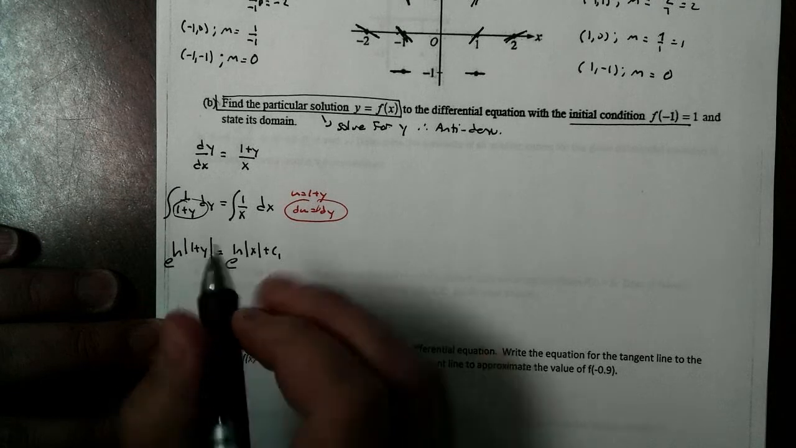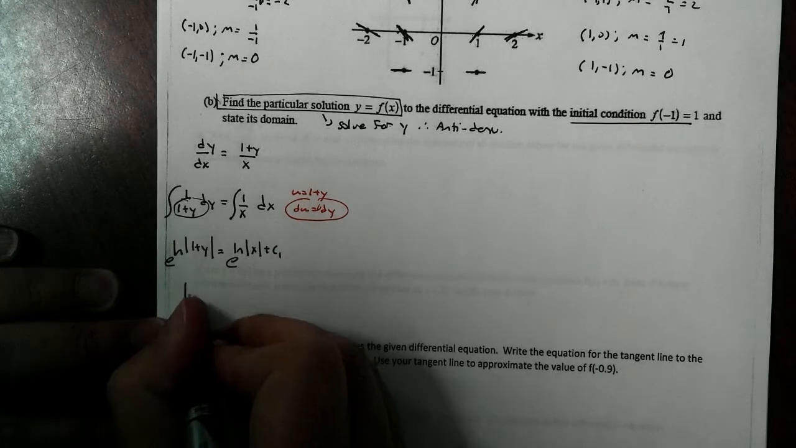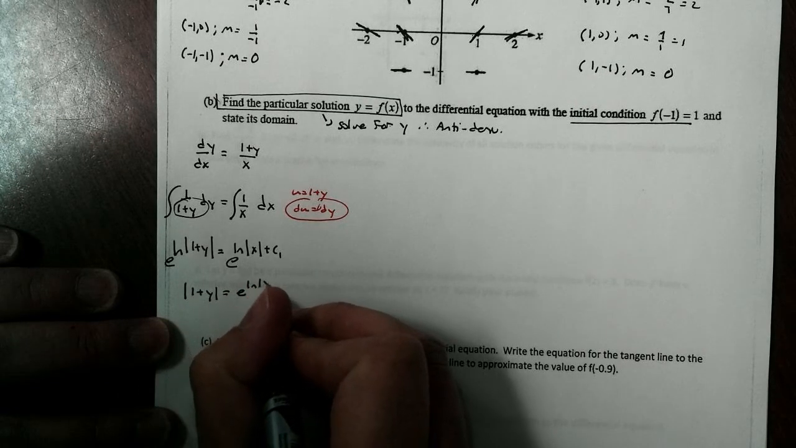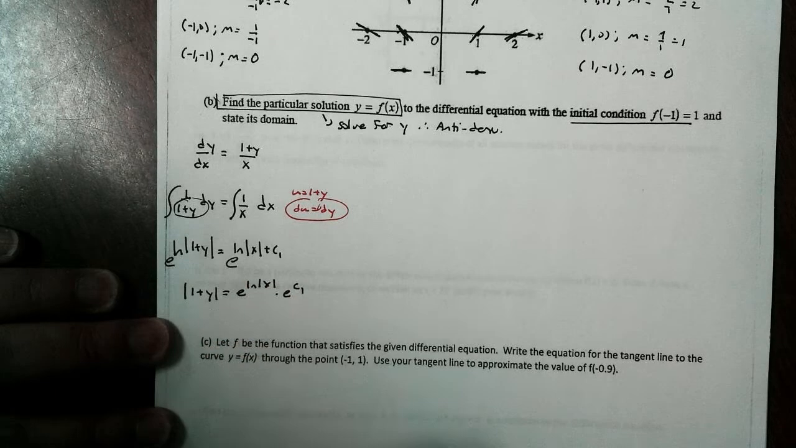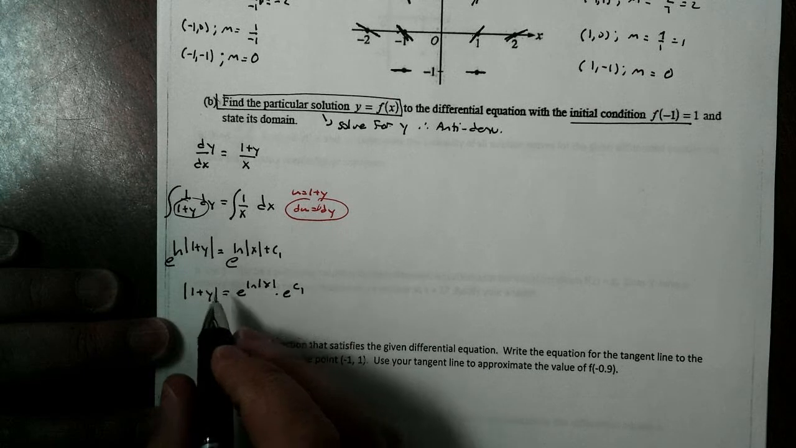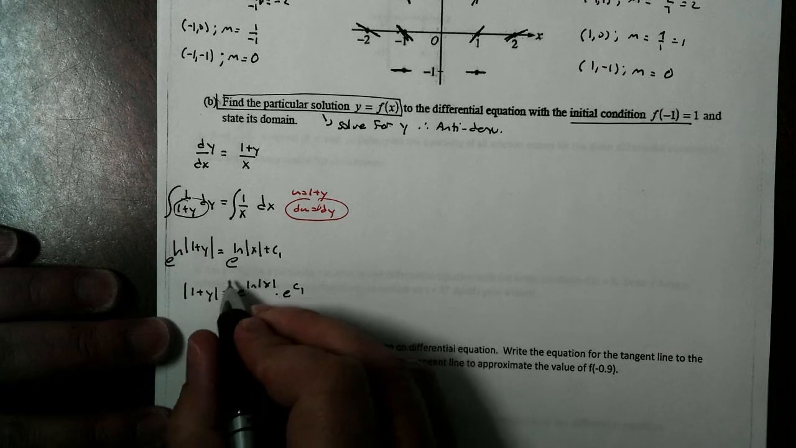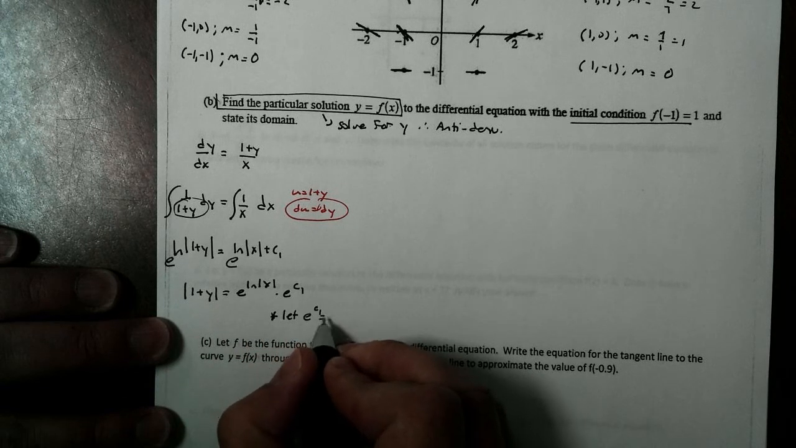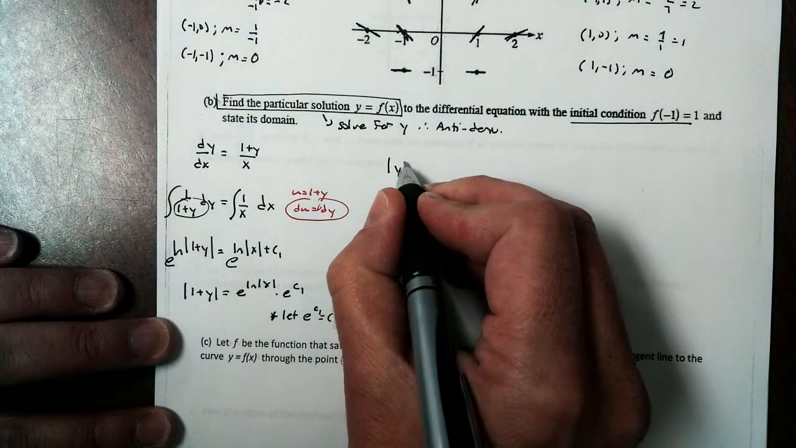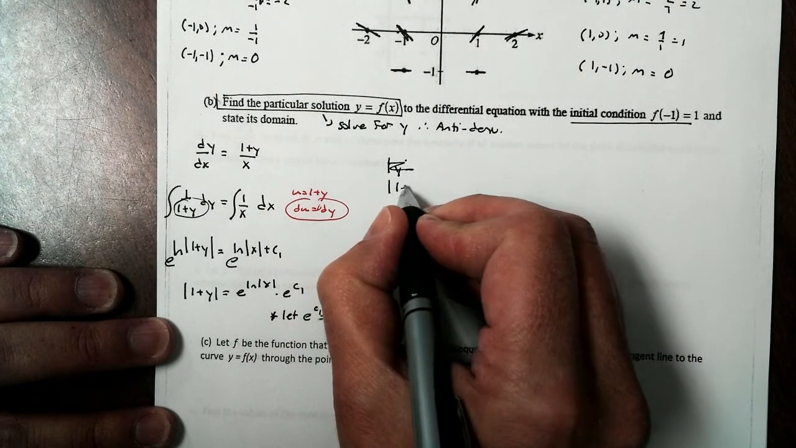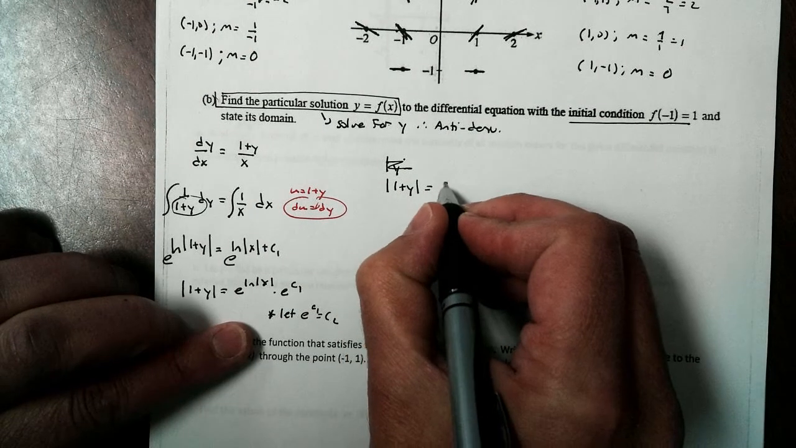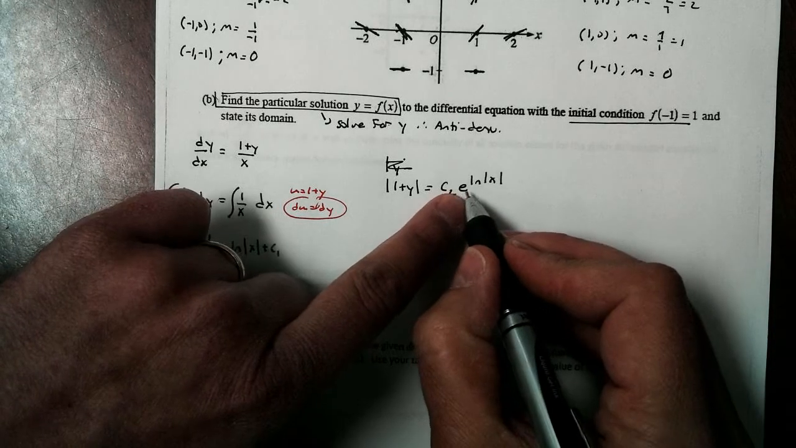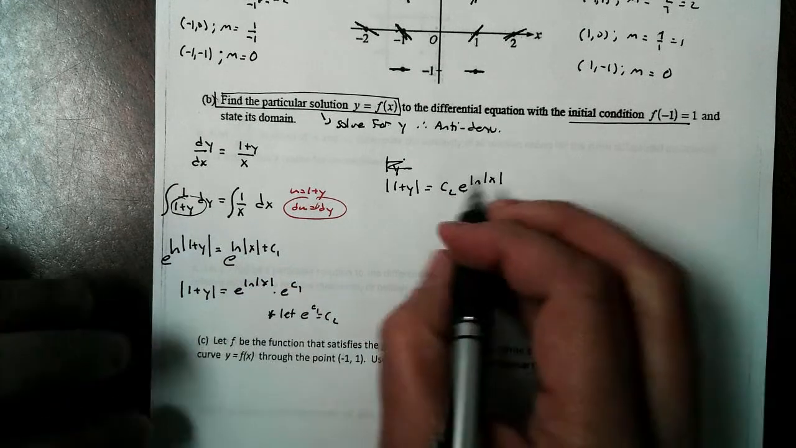E it. And we're going to get the absolute value of 1 plus y equals e to the natural log of the absolute value of x times e to the c1. Be careful. I'm not going to get rid of this just yet. I'm going to take care of my constant right here. We're going to let e to the c1 equal c2. And that's going to give me the absolute value of 1 plus y equals c2 e to the natural log of the absolute value of x. Now I'm going to take care of this. This is like an extra little step for us right here. E and natural log cancel each other out.